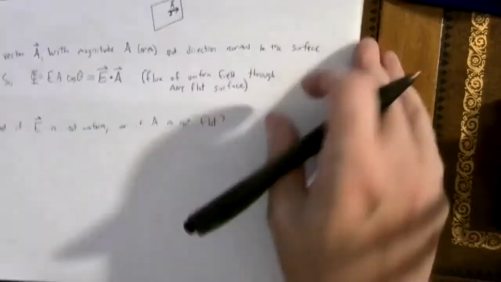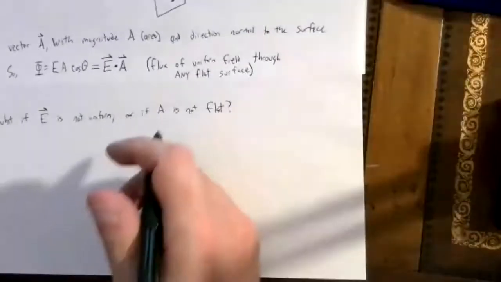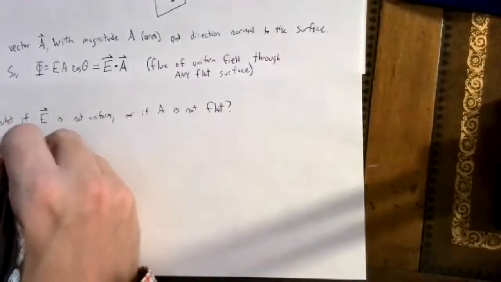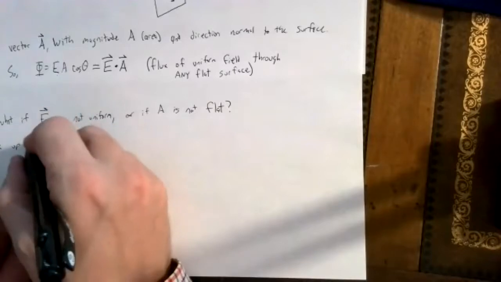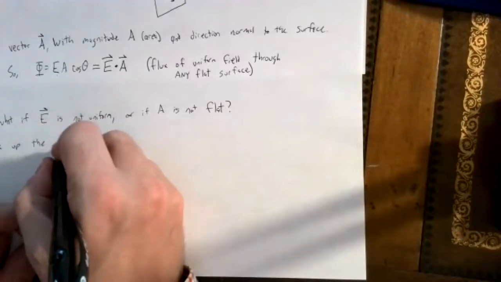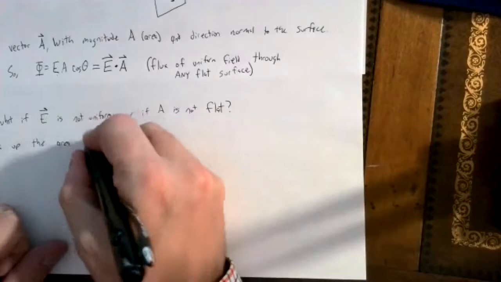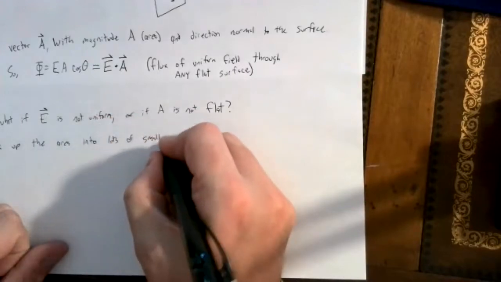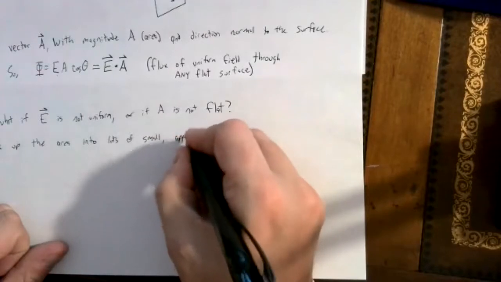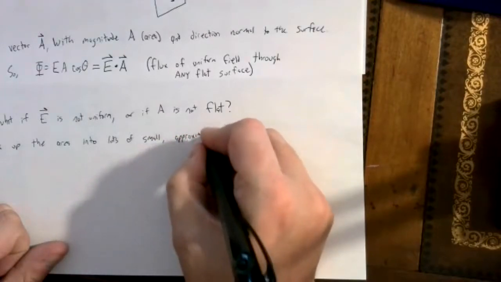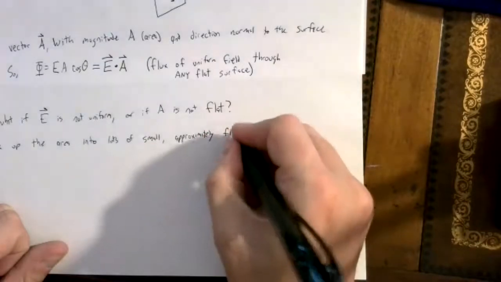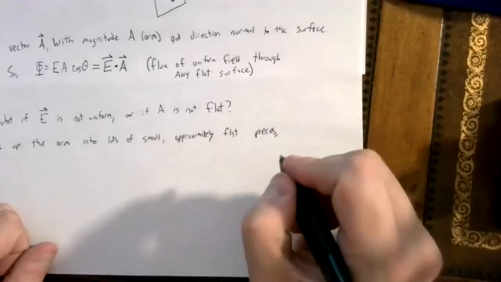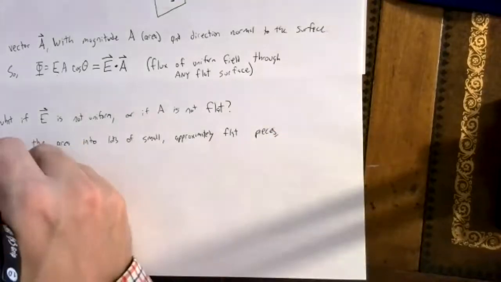So what we're getting to is an integral. The idea is to break up the area into lots of small, approximately flat pieces and find the flux through each of those.